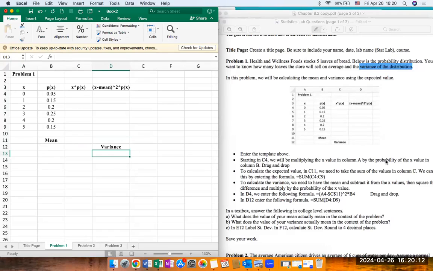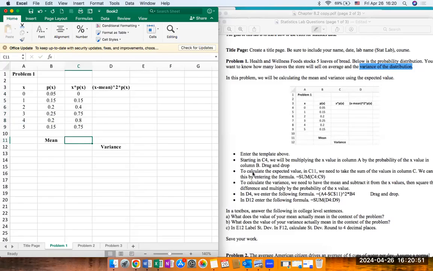Now that we have entered the template above, starting in C4 we will be multiplying the X values in column A by the probability of the X values in column B, drag and drop. What we're trying to figure out is your mean. Because you have your X value and your P of X, we need your expected value. So we multiply this times this one and hit enter. Notice that it tells you the formula here, X times P of X. Now we just drag and drop. At any point, you can click and it'll show you which cell is being highlighted.